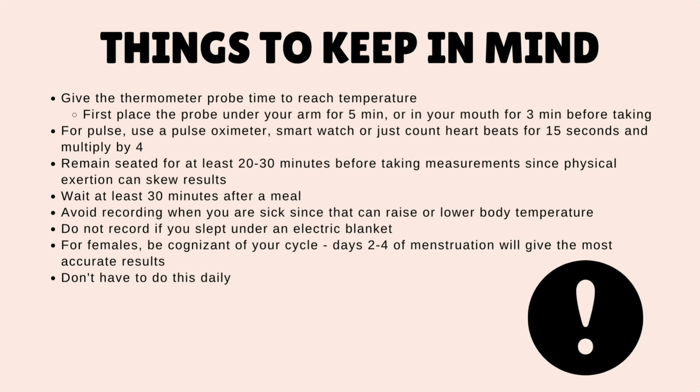Now for pulse, you can use a pulse oximeter, or you can just count your heartbeats for 15 seconds and then multiply that by 4. So just put your finger on your wrist or on your neck at a place where you can feel your pulse, count the number of heartbeats with a timer set to 15 seconds, and then multiply that measurement by 4. You also want to make sure you remain seated for at least 20 to 30 minutes before taking your measurements, since any physical exertion, like even walking, can skew results.